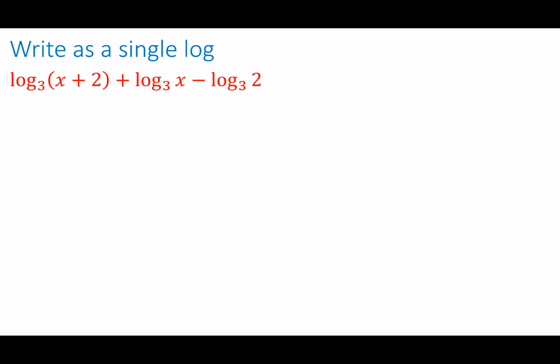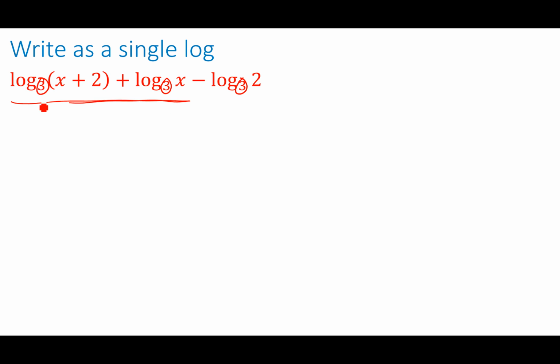Now, if we're given a more complex log, we can write it as a single log. This only works when you have the same base. So these all have a base of 3. If you had a different base, let's say two of them were 3 and one of them was 2, you can't take the 2 in conjunction with the 3. You can only combine ones that have the same base.